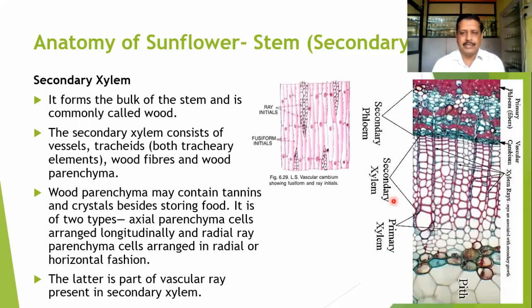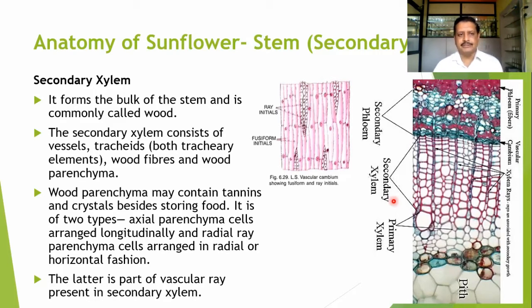It is secondary xylem, developing towards the center as usual, towards the pith. Secondary xylem forms a bulk of the stem and it is commonly called wood. जे मोठं झाड असतं, झाडामध्ये जो लाकूड ज्याला आपण भाग म्हणतो, so that wood part is nothing but all xylem elements. These are all secondary xylem elements.